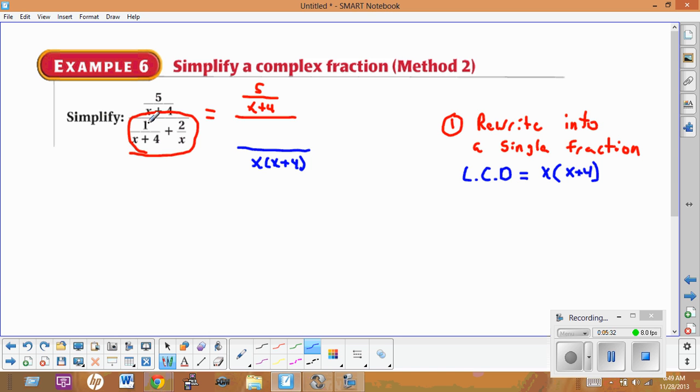And we need to rewrite the numerators. The left-hand term has an x plus 4 for the denominator, so it simply needs to be multiplied by x. So my new numerator for this term will be x. Okay, let's do the right-hand term. The right-hand term has a denominator of x. I'm missing the x plus 4, so let's multiply both numerator and denominator by the x plus 4.